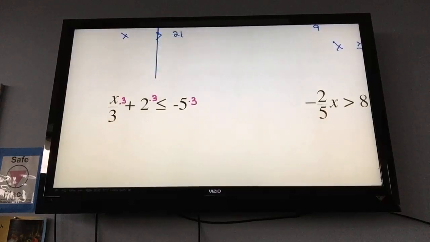So would the 3 cancel out? So they're going to cancel. That's why you do it. And I'm left with just the x. And then 2 times 3 is 6. And negative 5 times 3 is negative 15.